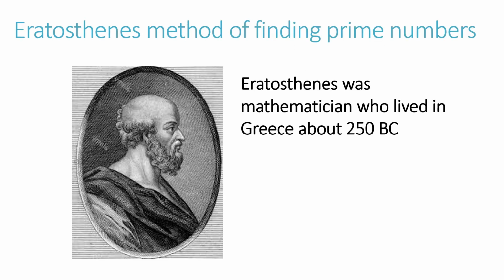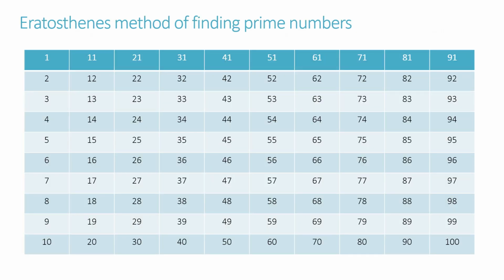Eratosthenes' method of finding the prime numbers. Eratosthenes was a mathematician who lived in Greece about 250 BC. He discovered a method to find prime numbers. It is called Eratosthenes' sieve. Now let us find how to find the prime numbers between 1 and 100 with this method. Now 1 is neither prime nor a composite number, so put a square around it.